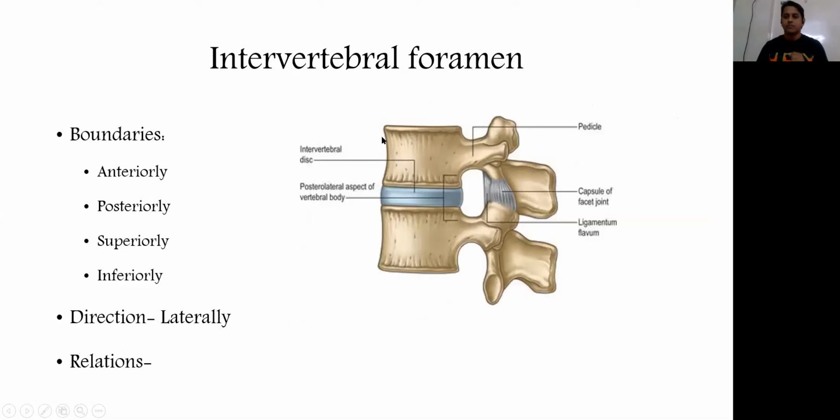Let us come to the intervertebral foramen. This intervertebral foramen has the following boundaries. Anteriorly, it is the posterolateral aspect of the upper vertebral body and the posterolateral aspect of the intervertebral disc, with a small part contributed by the posterolateral aspect of the lower vertebra. Posteriorly, it is the facet joint capsule, and superiorly, it is the inferior vertebral notch of the superior vertebra and the superior vertebral notch of the inferior vertebra.